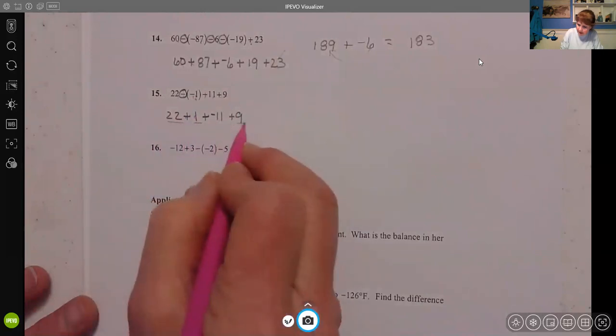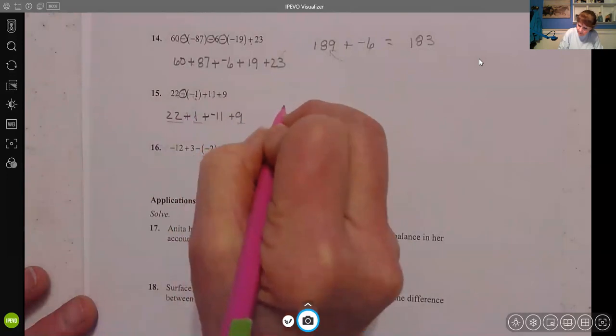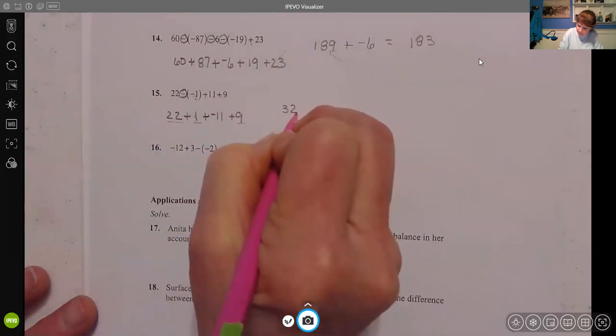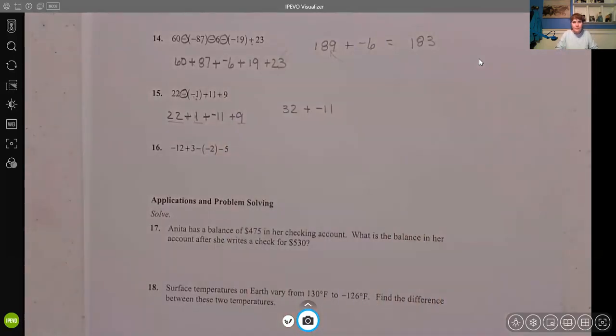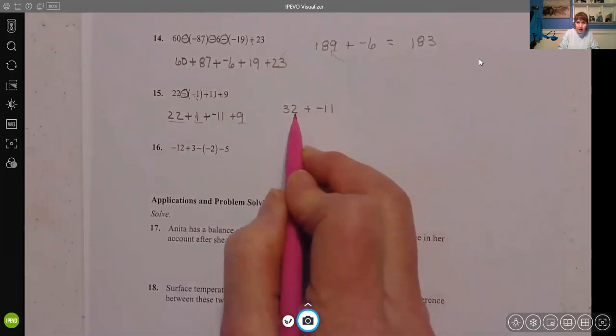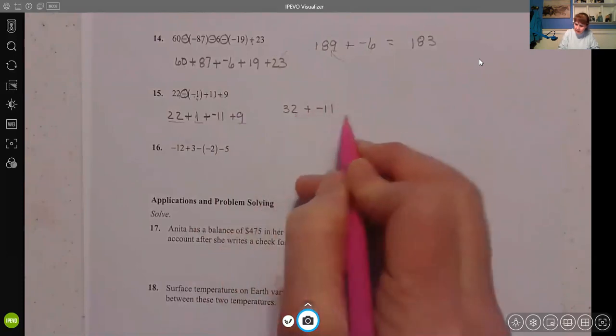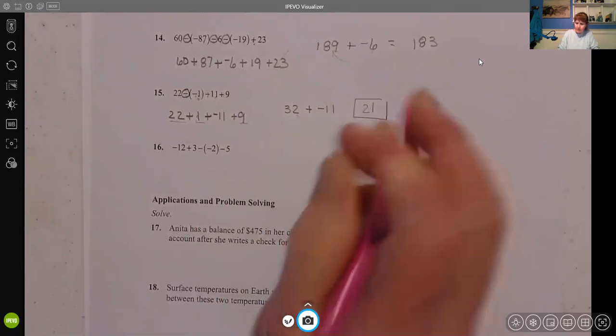22, 1, and 9 leaves you with 32 positives plus 11 negatives. And that's going to leave us with 21 positives. So 11 of these is going to cancel with 11 of those positives. So that leaves us with 21 positives for an answer.